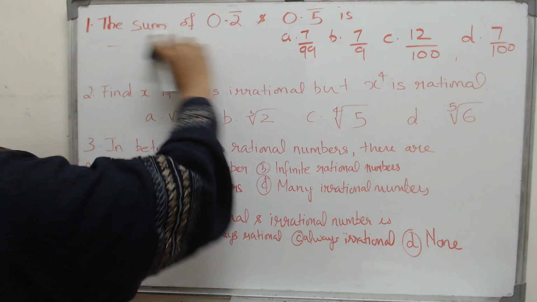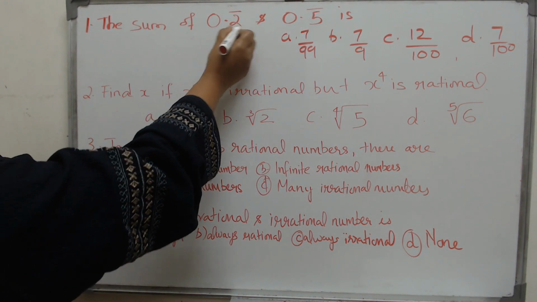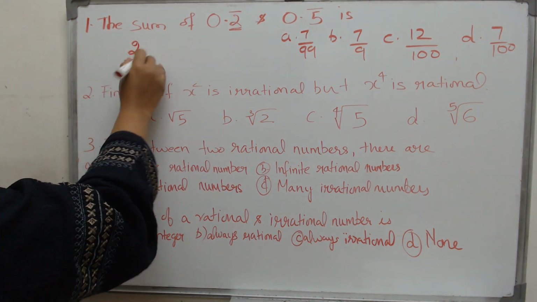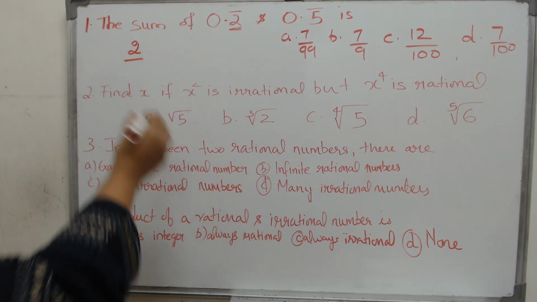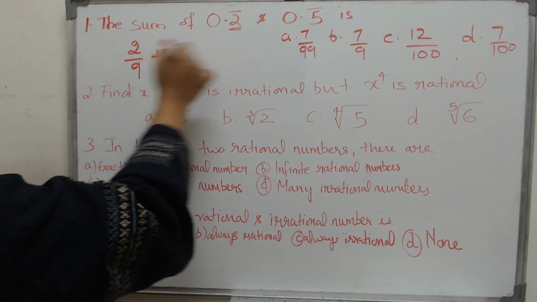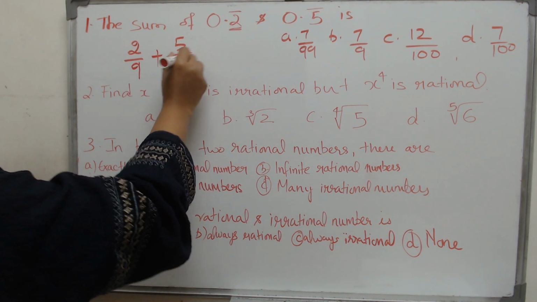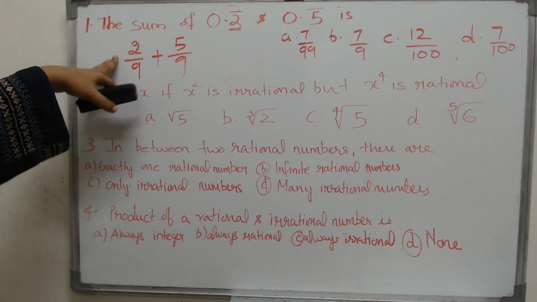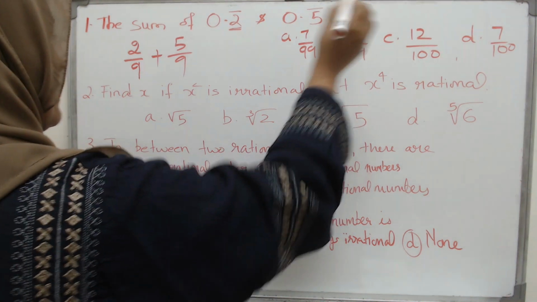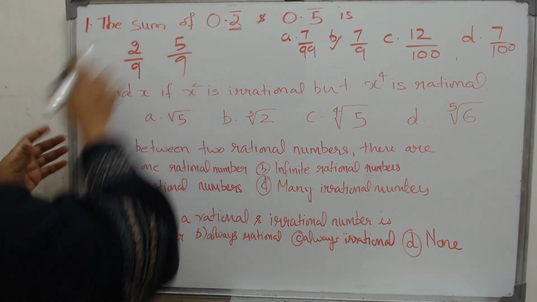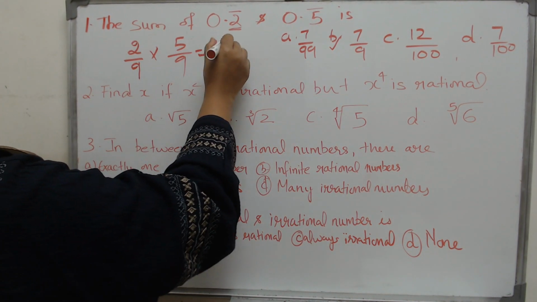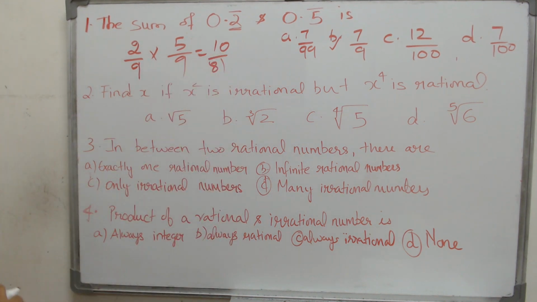So now, what is your question? What is getting repeated? 2. How many digits are getting repeated? Just 1 digit. Plus this is what? 5 by 9. So your answer is what? 7 by 9. This is your answer. What if you had to multiply both of them? Then your answer will be 10 by 81.